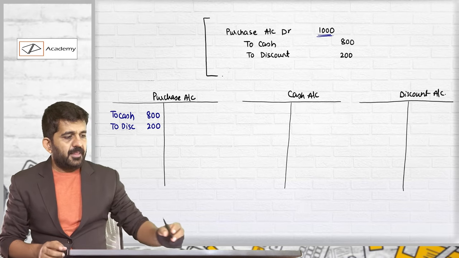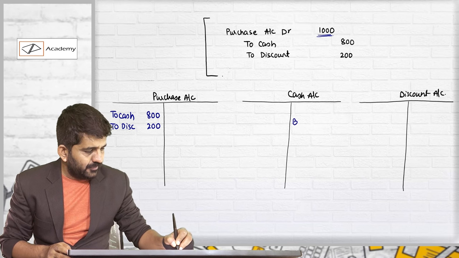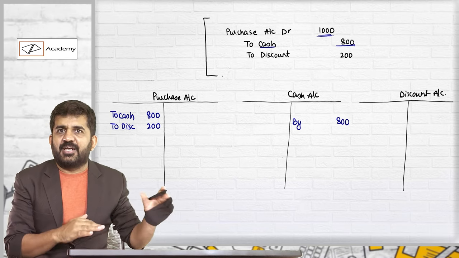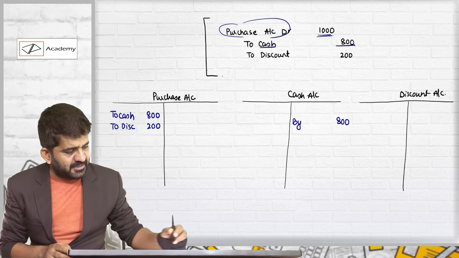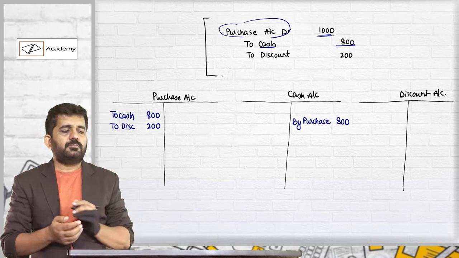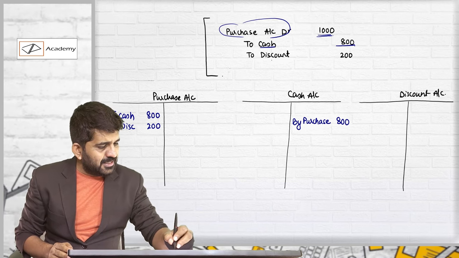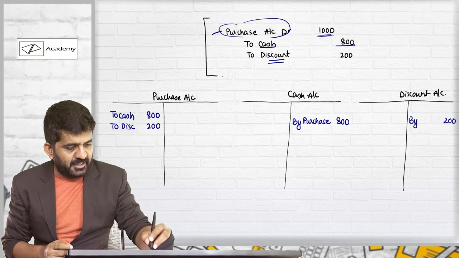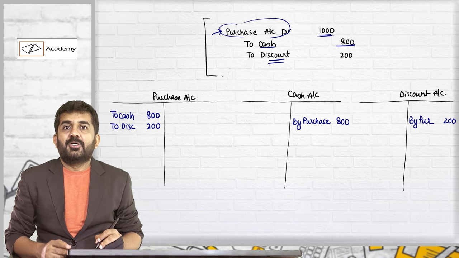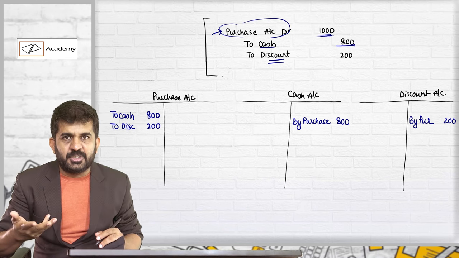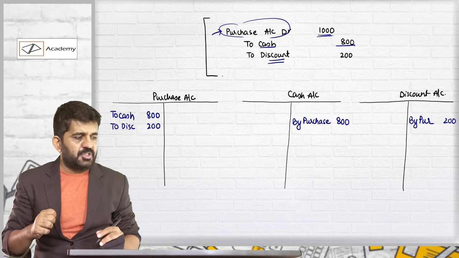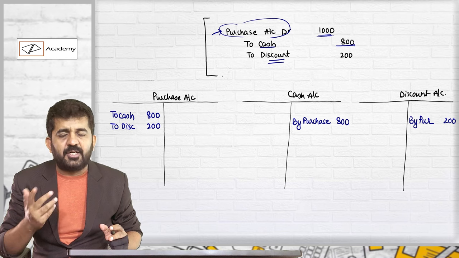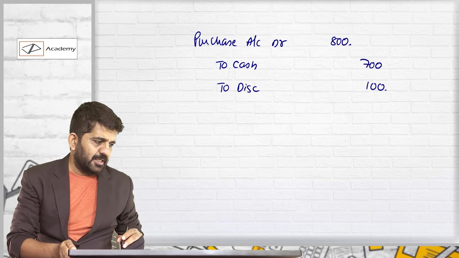So if you note, I have debited purchase account by 1000 rupees by writing down two lines, to cash and to discount. In cash account, credit side, I need to write down 800 rupees. There is only one option on debit side, that is purchase. So cash account, credit side, by purchase. Discount account, also credit side, will be by purchase 200, since on the counter side there is only one entry, that is purchase. So you can note this: purchase account is debited by 1000, cash account is credited by 800, and discount account is credited by 200. This is how I will post whenever there are more than two effects in any transaction.